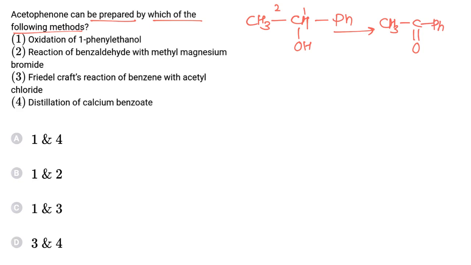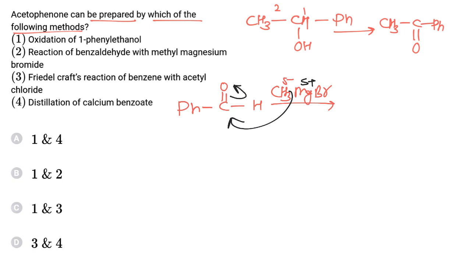Next, reaction of benzaldehyde. This molecule is benzaldehyde, PhCHO, and when it is treated with methyl magnesium bromide, CH3 MgBr, CH3 negative will act as nucleophile and donate a pair of electrons. Simultaneously the carbon-oxygen pi bond electrons are shifted, so it will be converted to Ph CH(OH) CH3. So it will give 1-phenyl ethanol. So B is not correct.